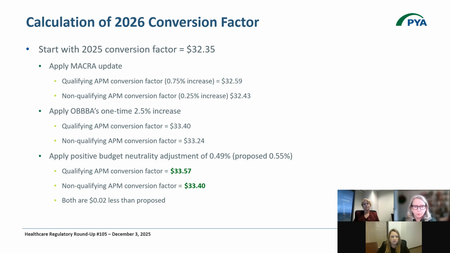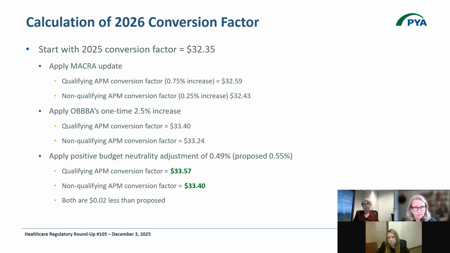For calculating it, we start with what the 2025 conversion factor was. That's $32.35. We apply that MACRA update we discussed previously. So we end up for the first time with two conversion factors. Again, one that applies to qualifying APM participants, one that applies to everybody else. To those rates, we then apply the One Big Beautiful Bill's one-time 2.5% increase in the physician fee schedule rates.